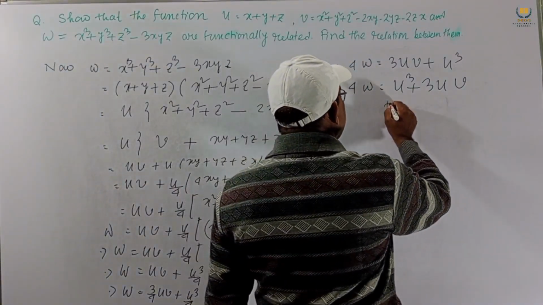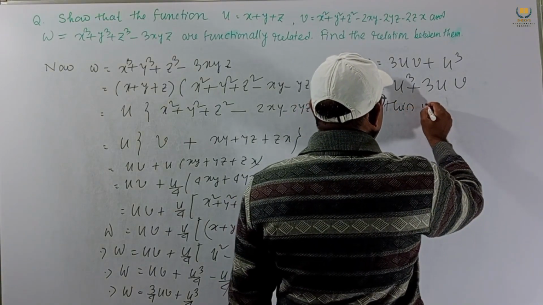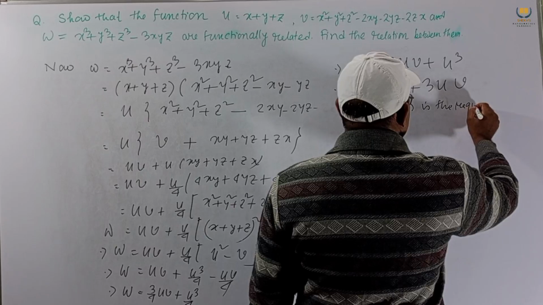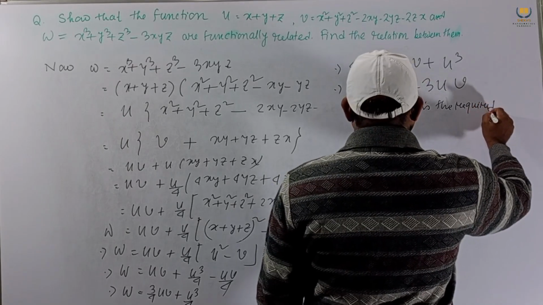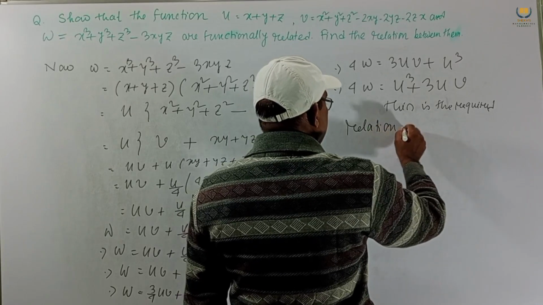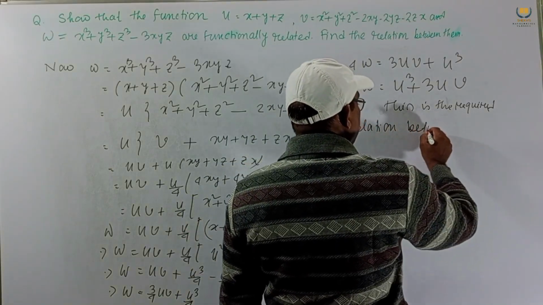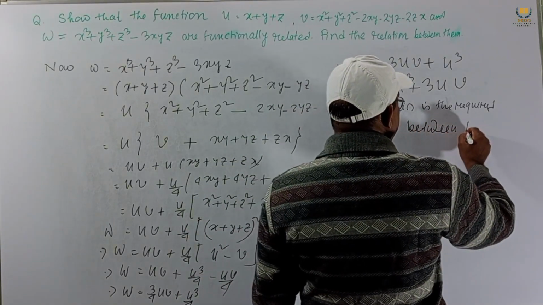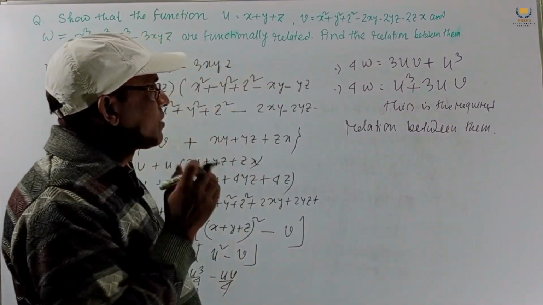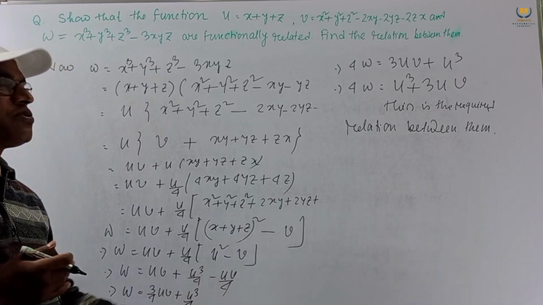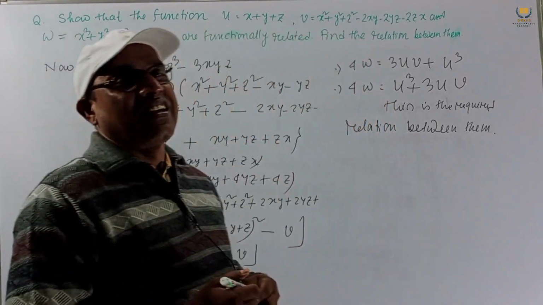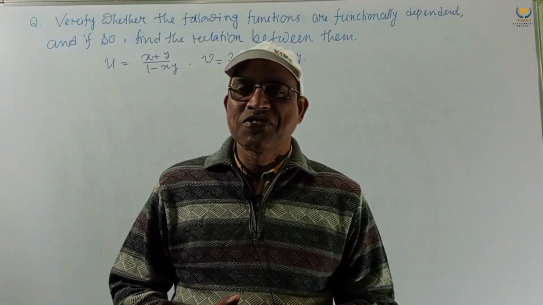This is the required relation between them. This is the required relation between u, v and w. So this is the complete solution. Very easy solution. Next we consider another masti problem.